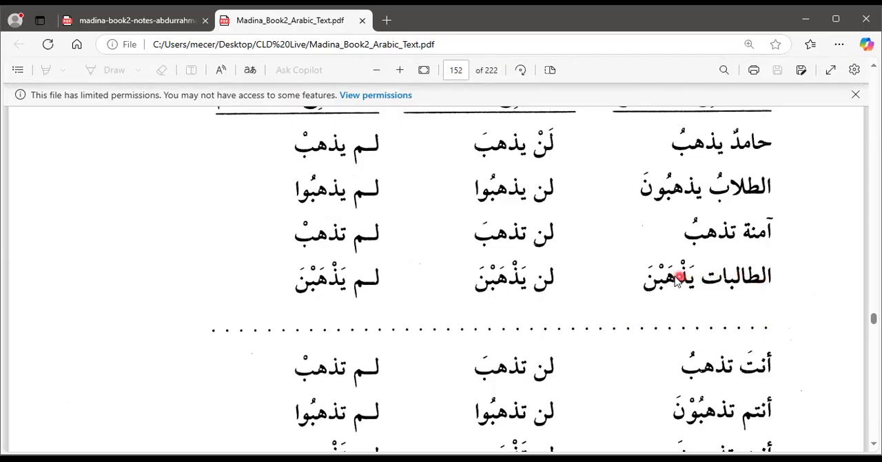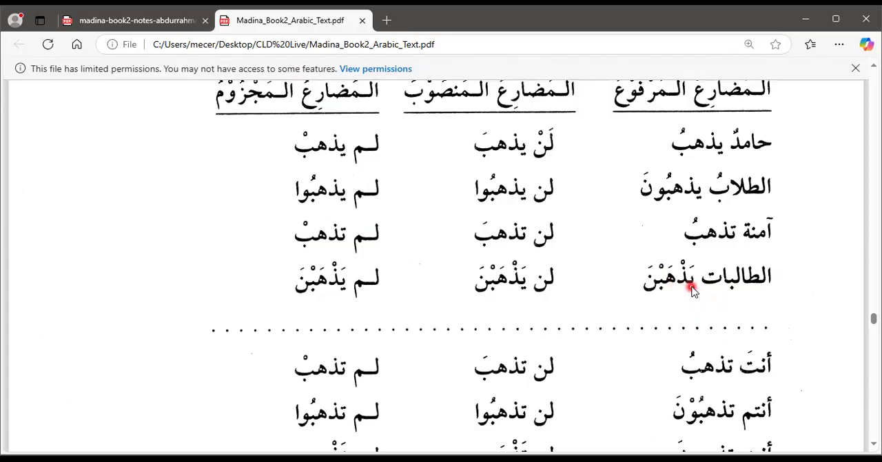At-talibat yadhabna. In this case, it is of course a khabar, a jumla fi'liya, marfu'un. Here it is mabniyun. Whether it's marfu'un or mansubun or majzumun, it remains mabniyun. It means it doesn't change. You need now to understand the context and its position in the sentence. For example, if we understand it is khabar, then it is marfu'un because of its position in a sentence.